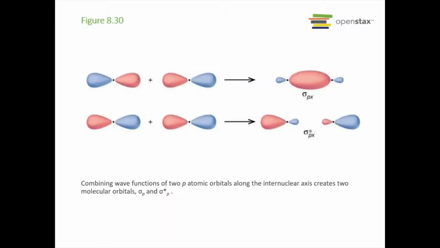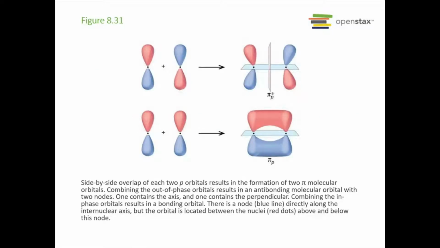So this is what the sigma p and sigma p star orbital look like. Okay, so we looked at the sigma s and sigma s star. So now here's sigma p and sigma p star. I mean, these are showing the ones along the x-axis, but it doesn't really matter. They're all going to be the same shape. When you have that side-by-side overlap giving us the pi p and pi star p orbitals, you can see the bonding orbital on the bottom versus the anti-bonding on top, and you see the two nodes for the anti-bonding orbitals.